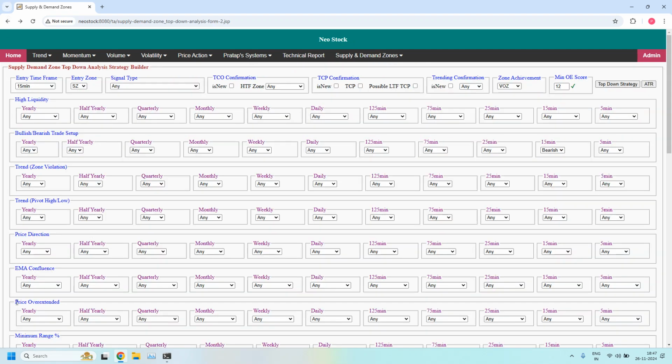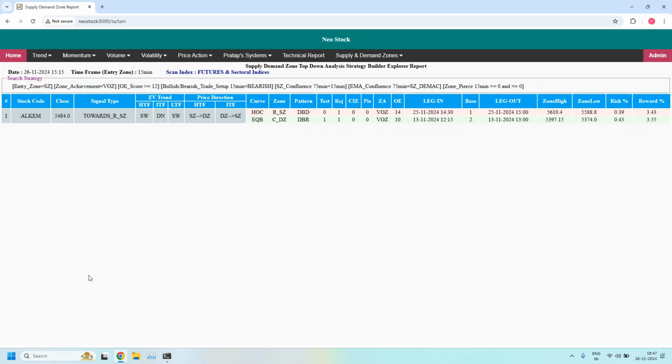Let's verify. In the EMA confluence, 75 minutes time frame, 75 minute supply zone with daily EMA confluence filter is enabled. With this filter, we got 1 stock. And this supply zone is an even more high probability setup supported stock, based on LTF, ITF supply zone confluence and EMA confluence.